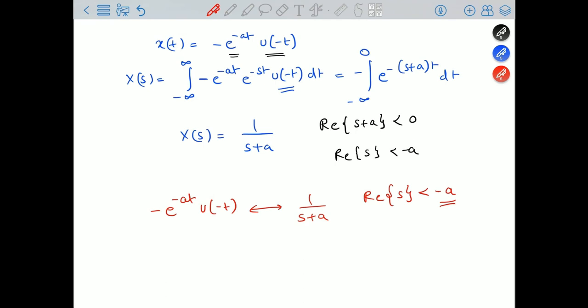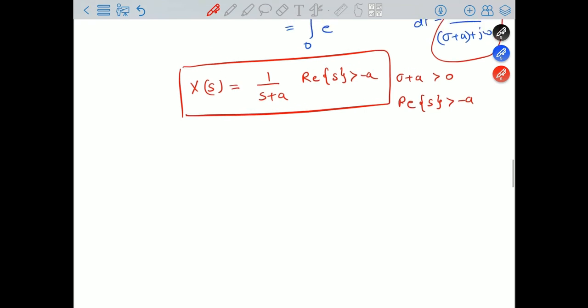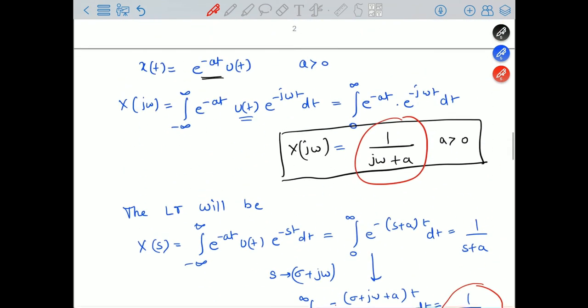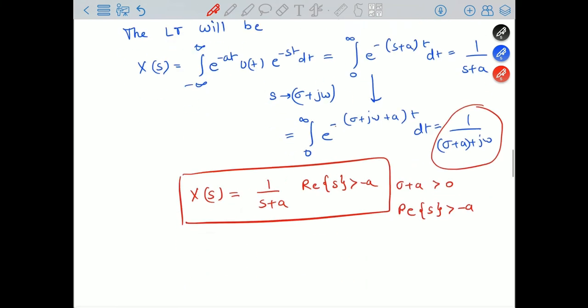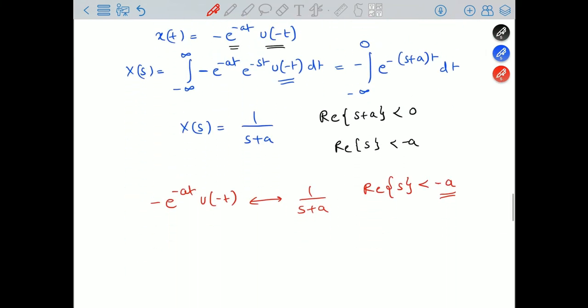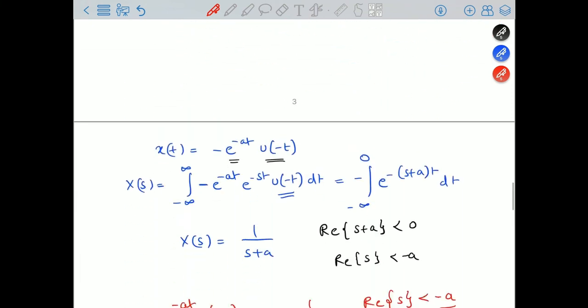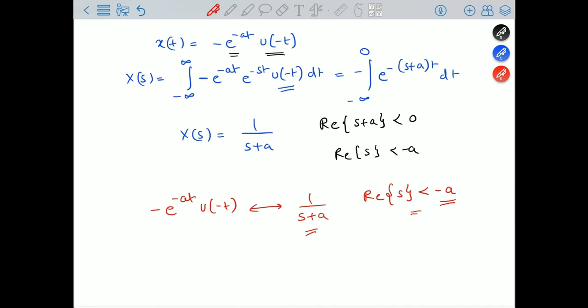So as you can check, the transform value for both of these signals: the first signal, x of t equal to e raised to the power minus at u of t, has the form 1 over s plus a, and again this different signal, minus e raised to the power minus at u of minus t, has the same expression for the transform. The difference is in the convergence value of real part of s. So for the first case real part of s should be greater than minus a, and for this it should be less than minus a.